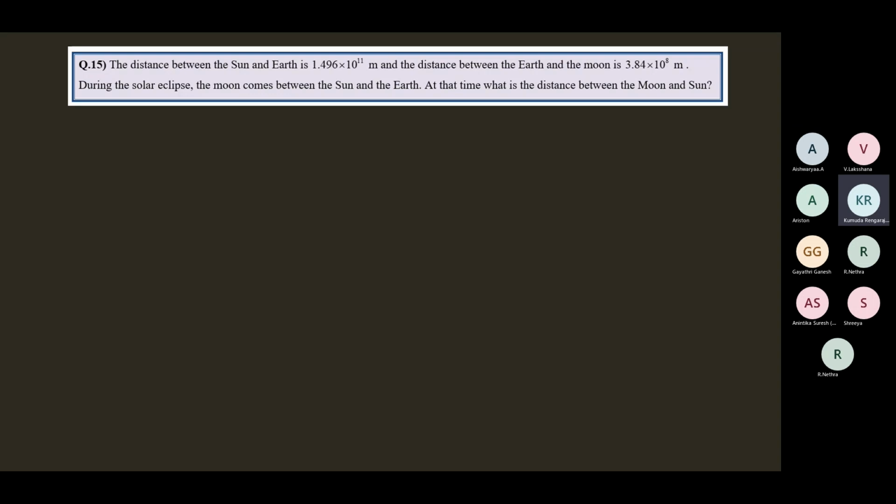All right. So the distance between the sun and earth is 1.496 into 10 to the power 11 meters. And the distance between the earth and the moon is 3.84 into 10 to the power 8 meters. During the solar eclipse, the moon comes between the sun and the earth. At that time, what is the distance between the moon and the sun?